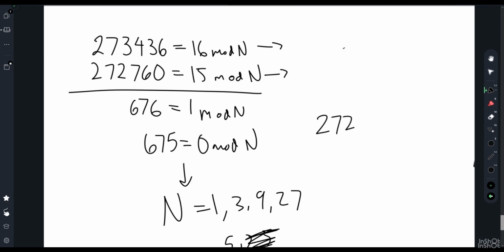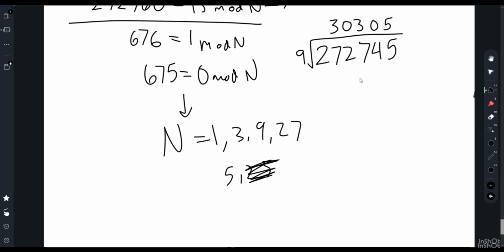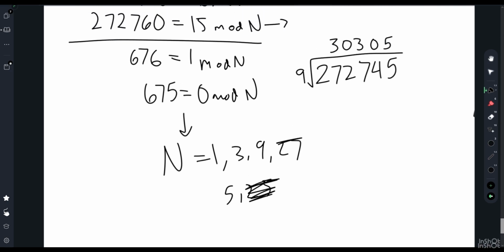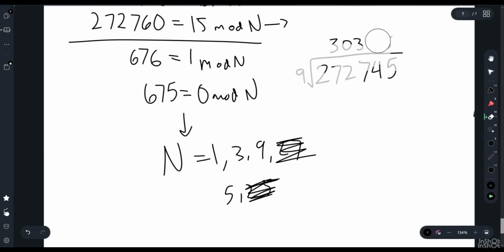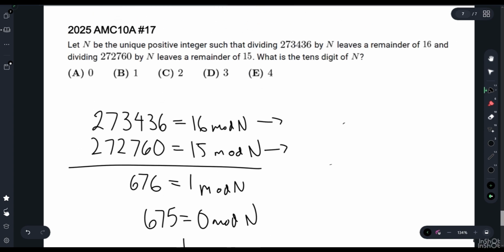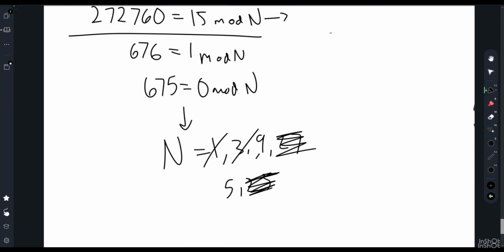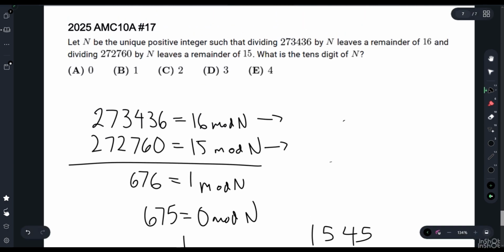And on top of this, let's also view 27. We have 272,745. Let's divide by 9 here. We get 30305. 30305 is not divisible by 3 because of the sum of digits rule: 6 plus 5 is 11, which is not divisible by 3. So 27 can't be a divisor. So now we're left with this pool. And since n has a tens digit, we can automatically eliminate the ones with 1 digit. So the only ones we have left that are 2 digits are 15 and 45. And obviously, since it has a remainder of 16, it can't be 15. So our answer is 45, tens digit 4.